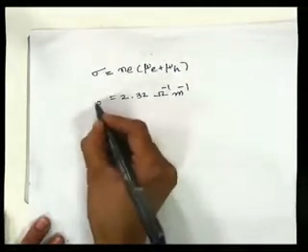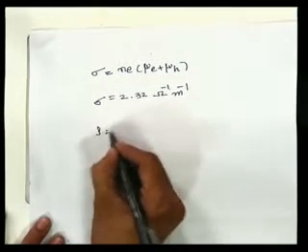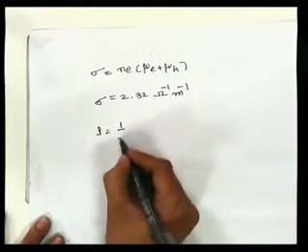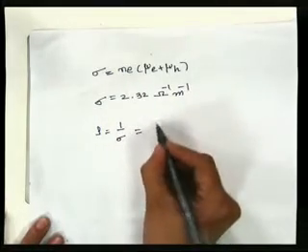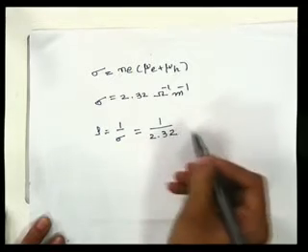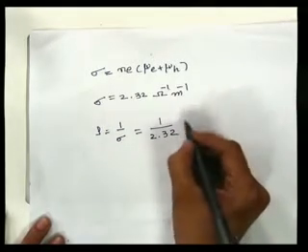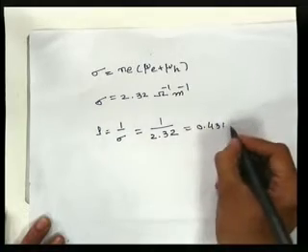As you know, the relation between conductivity and resistivity is rho is equal to 1 upon sigma. Once you know sigma, you can easily calculate rho, that is 1 upon 2.32. So by calculating this answer, you will be getting 0.431 ohm meter.